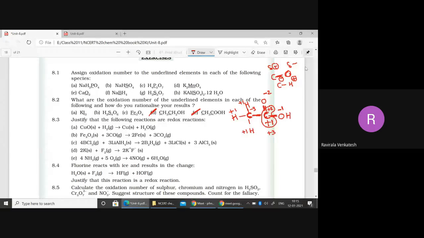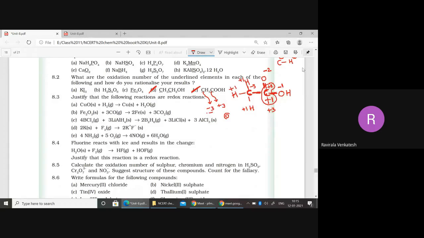Because the total charges here are +1, +1, +1, that is 3 positive charges, so we get 3 negative. So this carbon's oxidation state is -3, and for this carbon the oxidation state is +3. Overall it is 0, but they are not asking for the overall or the average. They are asking for this carbon, how much? -3. For this carbon, how much? +3. Understood, beta? Any doubts? If you have, you can speak now.